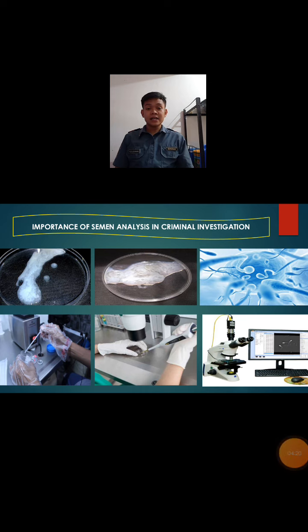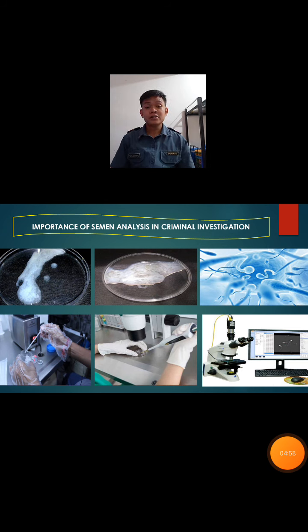And for the last slide, the importance of semen analysis in criminal investigation. Semen analysis is very important in assault cases as it is very useful for detection of semen in clothes, and isolation and identification of seminal stains found on various objects such as clothes, bedsheets, pillows, and blankets. Analysis of various proteins present in semen or sexual stain. Detection of sperm cells in the vagina and other body parts, and fecal matter examination.